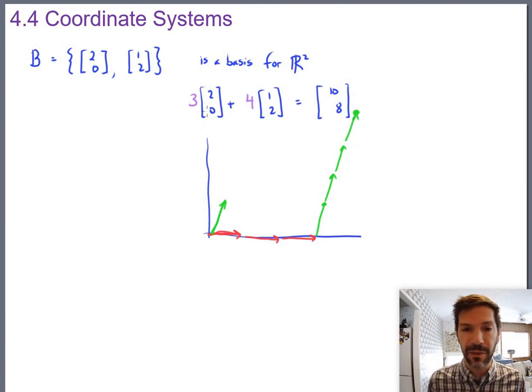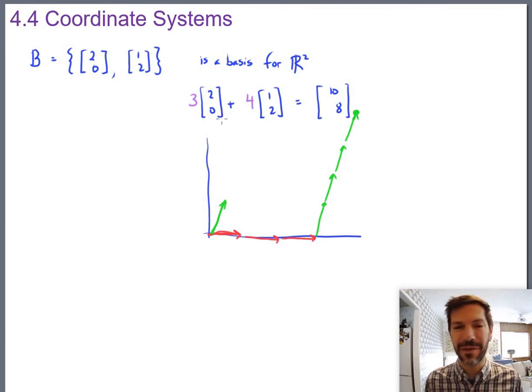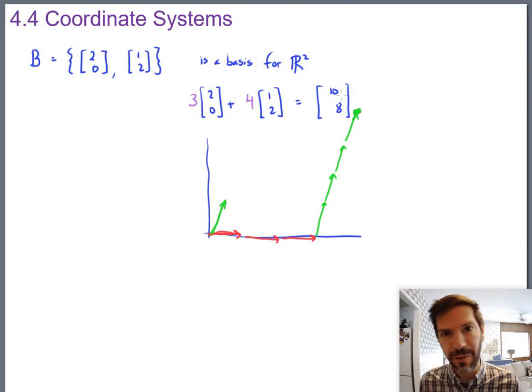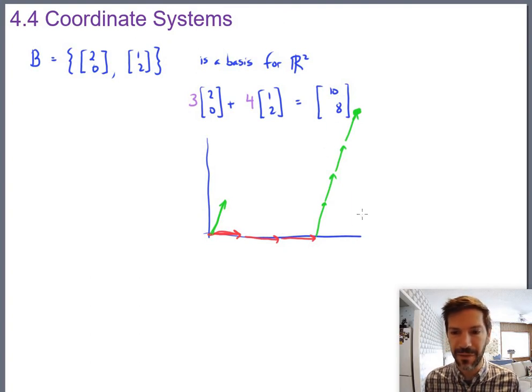You could also say that we went 3 of this and 4 of that. That would be another way to describe where we went. And we call those coordinates. So we'll call those coordinates in this basis. There's a little bit of notation that goes with that, but for the moment, let me just say we've got two ways to describe this point in space. We've got standard coordinates, which would be 10 over and 8 up. But we've also got these new coordinates that refer to our new basis, and the coordinates are really (3, 4): 3 of the first basis vector, 4 of the second basis vector.